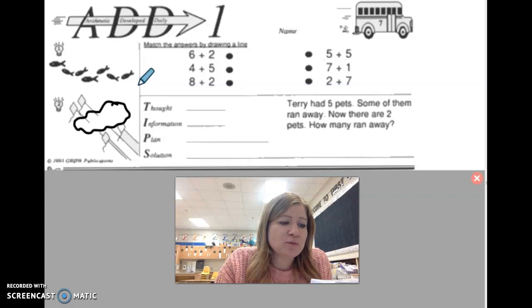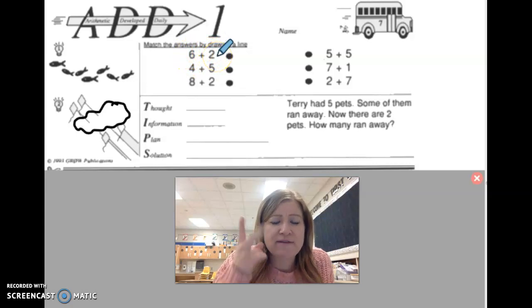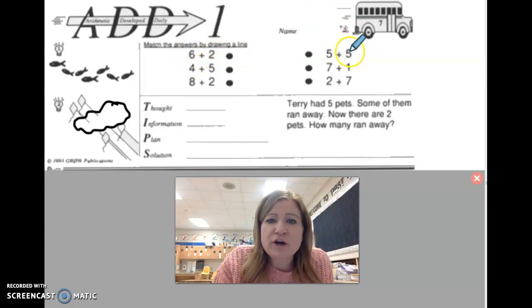The next part, you're supposed to match the answer by drawing the line. So you need to do the addition and then find the problem over here that adds to the same answer. So it's not the same problem, but it's the same answer. So like 6 plus 2, 6, 7, 8. Which other of these problems equals 8? And then draw a line to match.